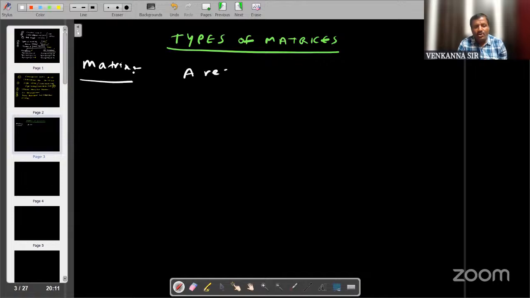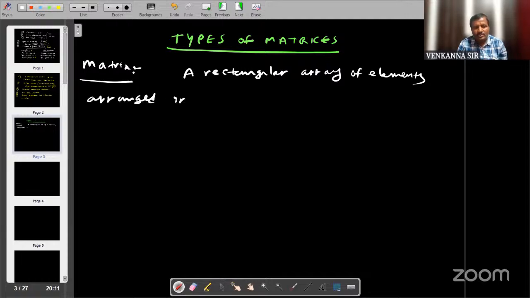A rectangular array of elements arranged in horizontal lines and vertical lines.